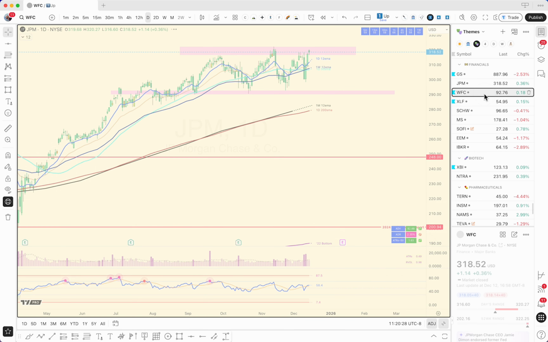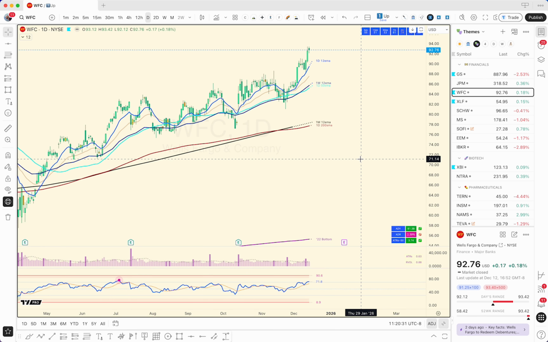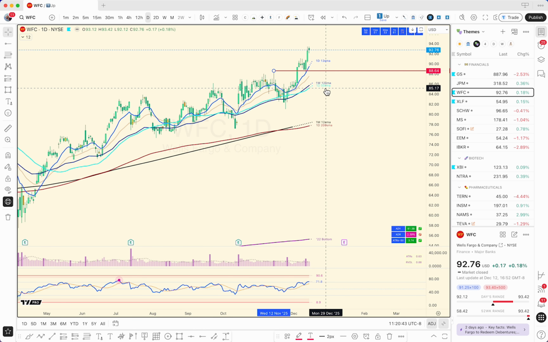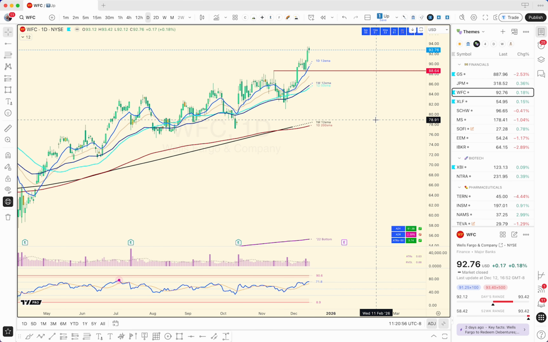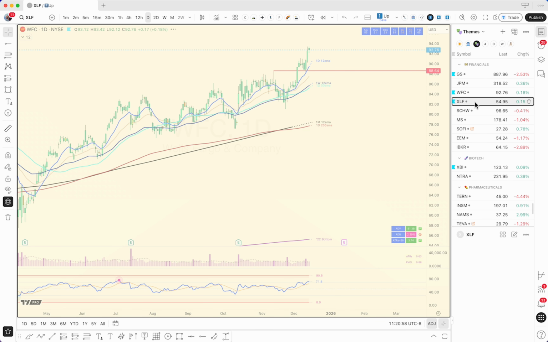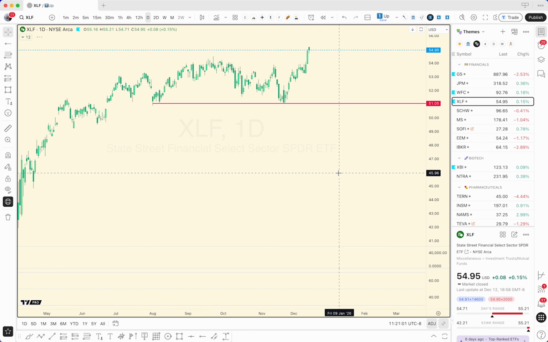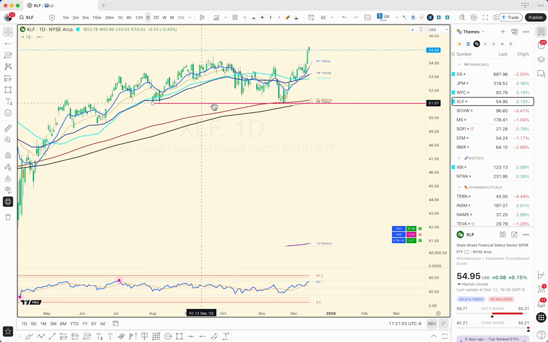setup right now. WFC, this is Wells Fargo. Look at that hold of daily EMA 12 right at the prior high. You can't make this stuff up. Why have I not been looking at these names? And this is a great example of why I should be paying more attention to themes, because if I had been doing this sooner, I would have been seeing this stuff. Look at that test and hold and rally. Beautiful.